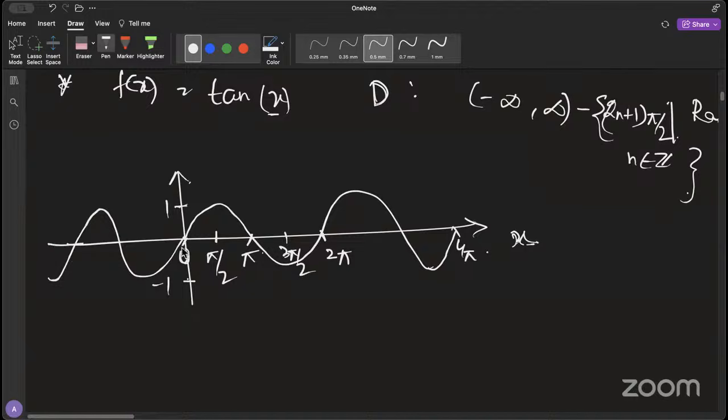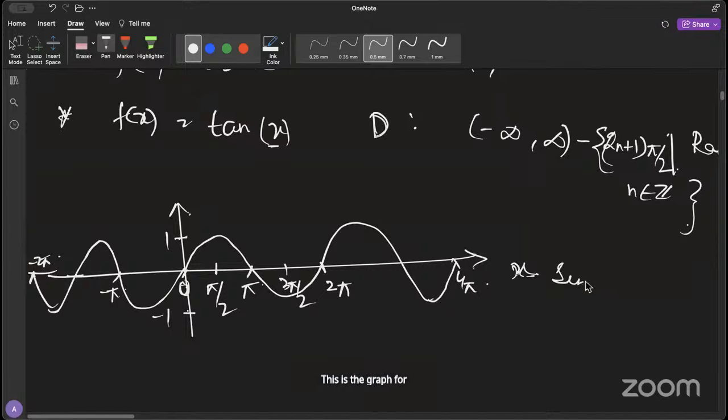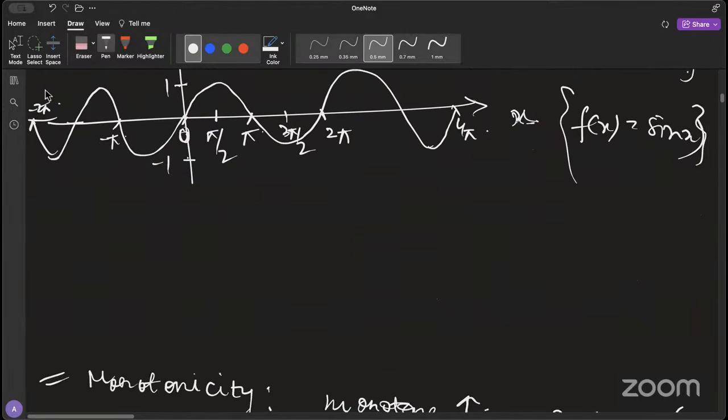This will be -pi. This will be minus 2 pi on this side. So this is the graph for sin x. Then we have the graph for, just 1 second.